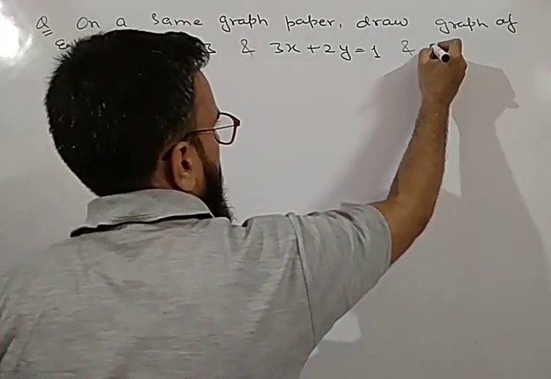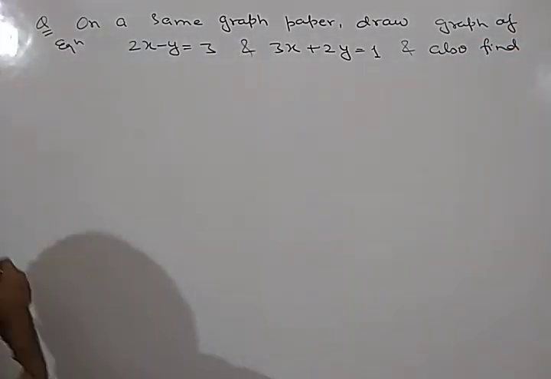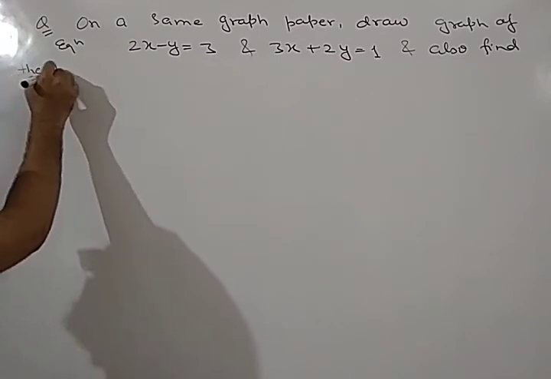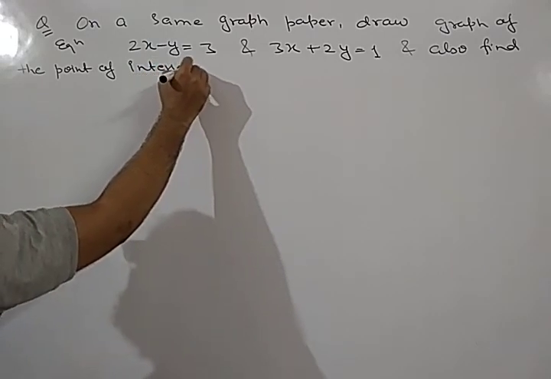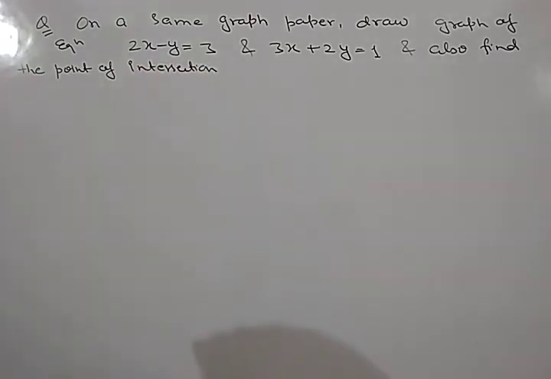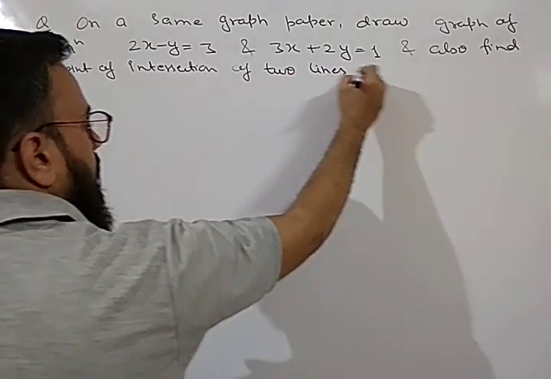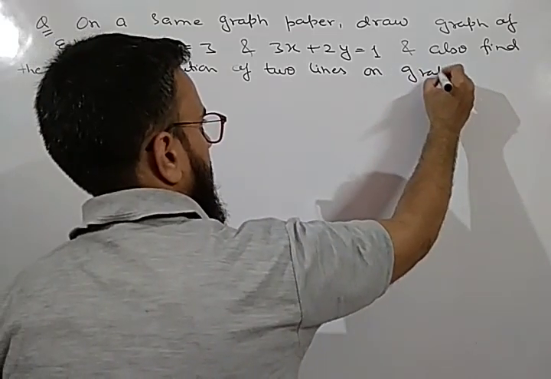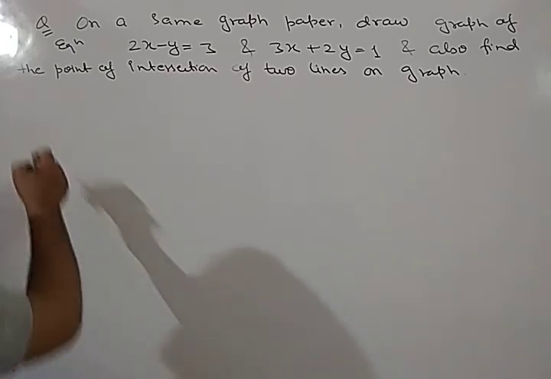And also find the point of intersection of the two lines on graph paper. Okay, so this is our question now. So let us start.